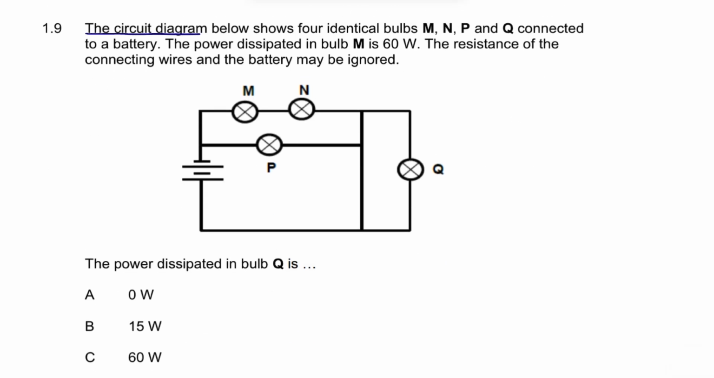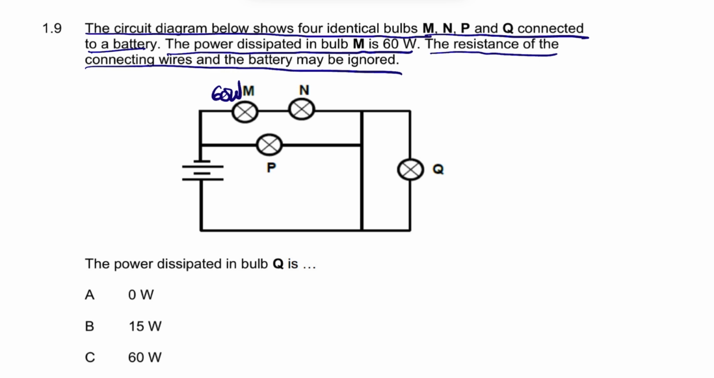1.9 says the circuit diagram below shows four identical bulbs M, N, P, Q connected to the battery. The power dissipated by bulb M is 60 watts. They also say the resistance of the connecting wire and the battery may be ignored. Now, having this circuit, let's look at the current. The current will come from the positive terminal to the negative terminal, so it will move in this direction. It's the total current. It will move in this direction, and when it gets there, there's a split.